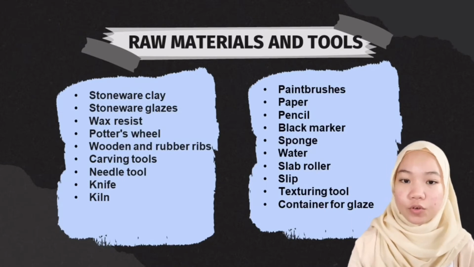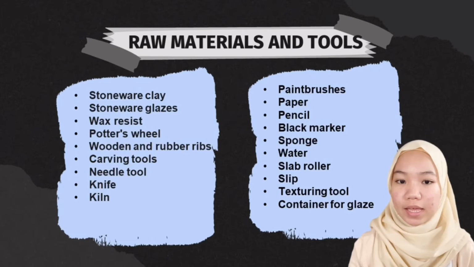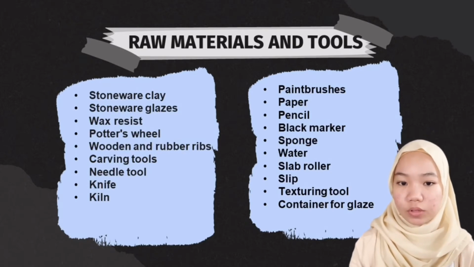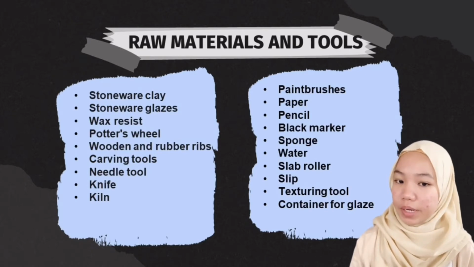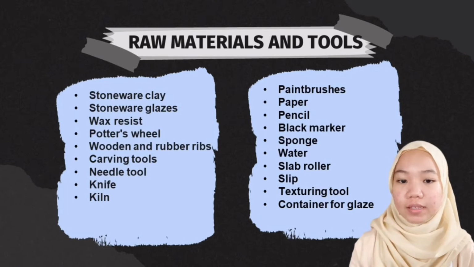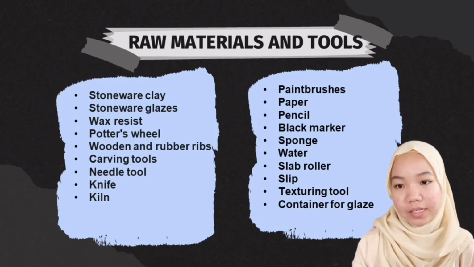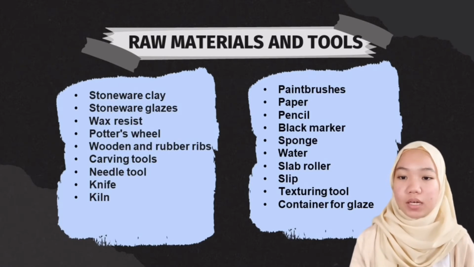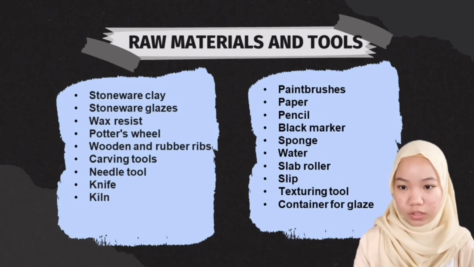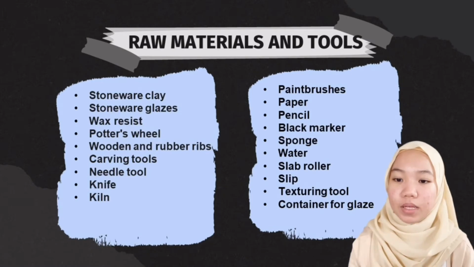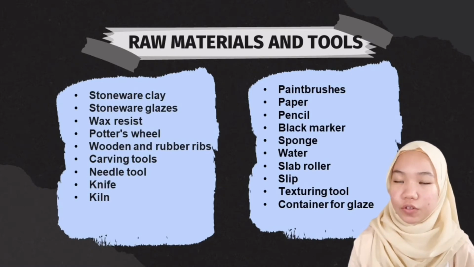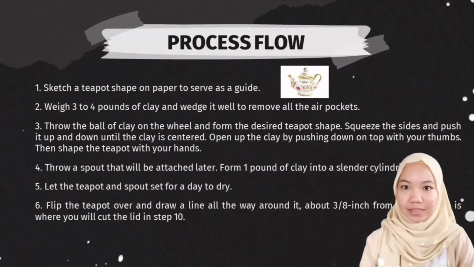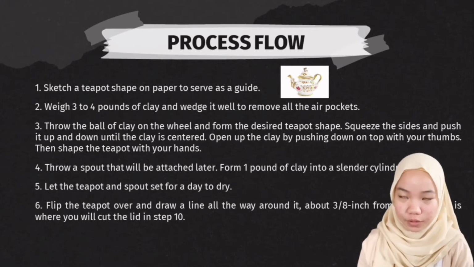So first, the raw materials are clay, which is stoneware clay, stoneware glaze, wax resist, potter's wheel, wooden and rubber ribs, carving tools, needle tool, knife, kiln, pen brushes, paper, pencil, black marker, sponge, water, slab roller, slip and texturing tool, and also a container for glaze. So this is the process flow for the teapot.